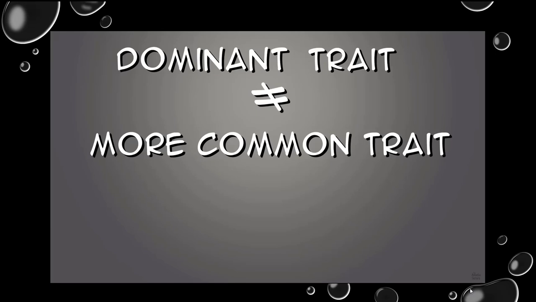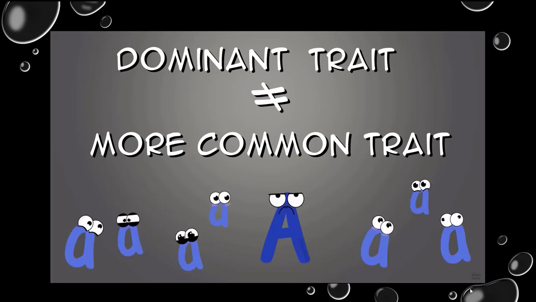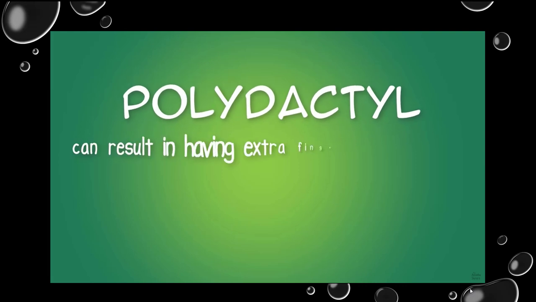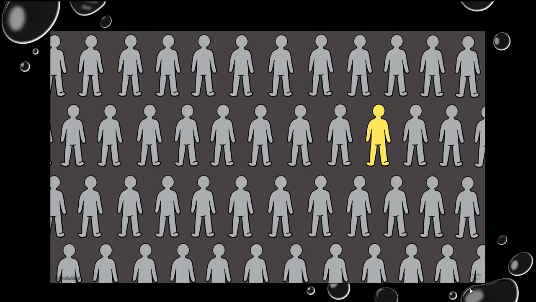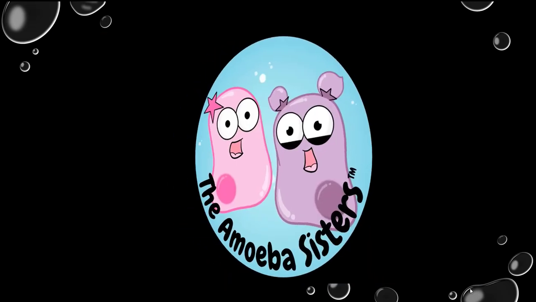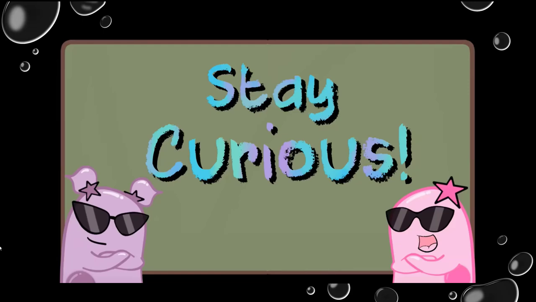But the dominant trait is not always more common in a population, because it's possible that the dominant allele itself is more rare. That can be the case with some forms of polydactyly, that is, being born with extra fingers. Some forms of polydactyly can be a dominant trait caused by the presence of at least one dominant allele. However, the dominant allele may not be as common in the population, and the condition of having extra fingers is generally rare. Well, that's it for the Amoeba Sisters, and we remind you to stay curious.